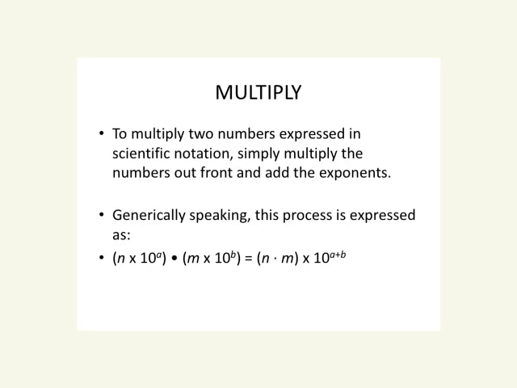To multiply two numbers that are expressed in scientific notation, simply multiply the numbers out front and add the exponents. Now this should sound familiar to you because with scientific notation, we treat that number out front just like it's a coefficient. So you multiply the coefficients, which in this case would be n and m. We multiply those numbers out front. We keep the 10 the same, and we add the exponents. So that should sound familiar to you. Multiply the coefficients, add the exponents. So you multiply n and m, and you add a and b.